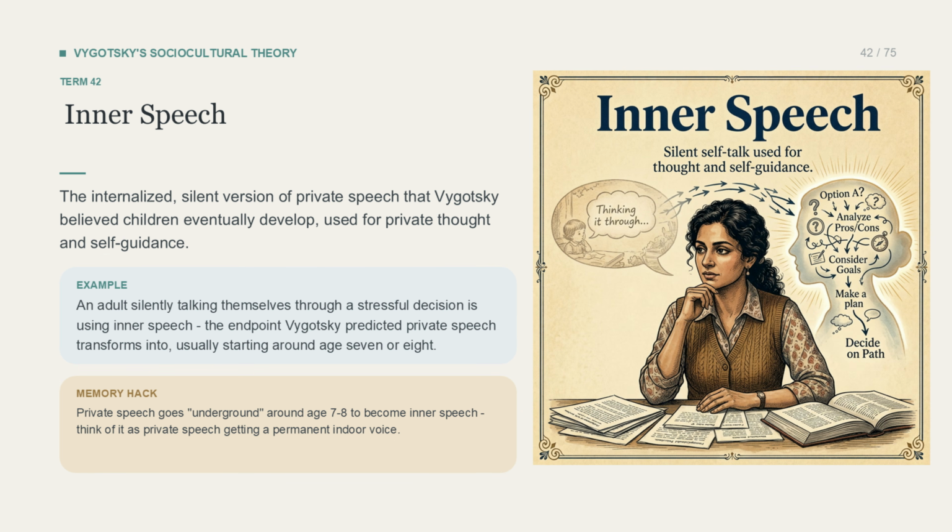42. Inner speech. Inner speech is the internalized, silent version of private speech that Vygotsky believed children eventually developed. It's used for private thought and self-guidance. A simple example is this. An adult silently talking themselves through stressful decisions is using inner speech.